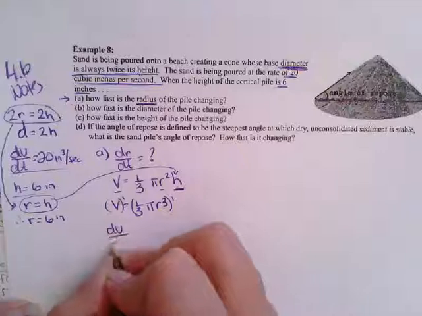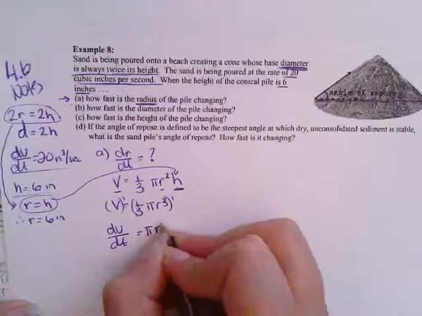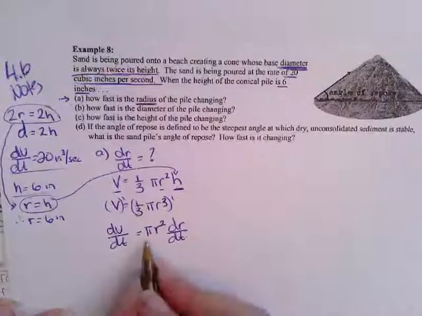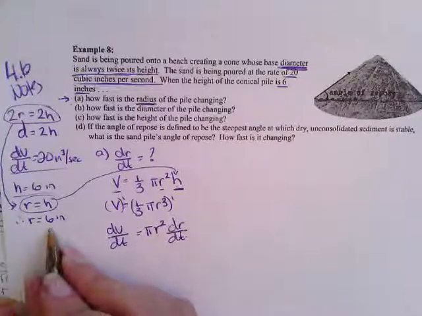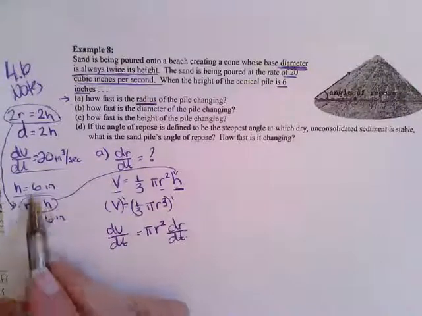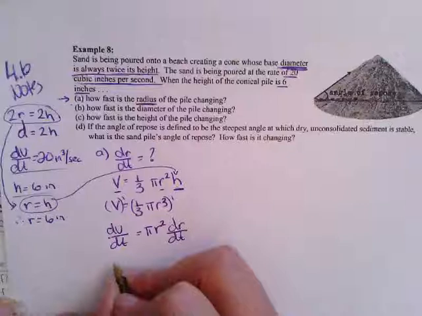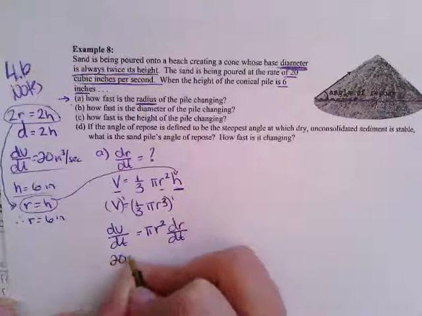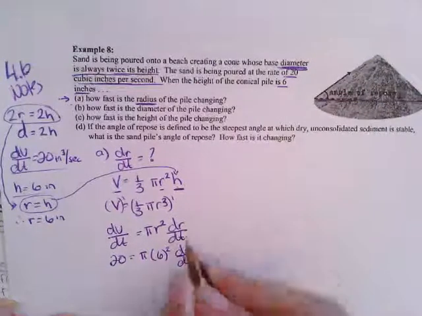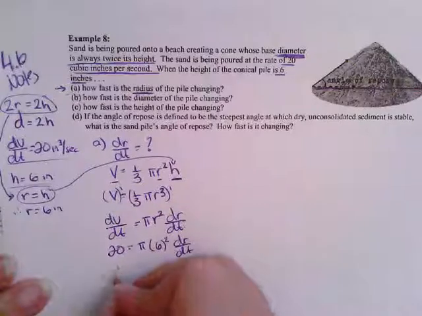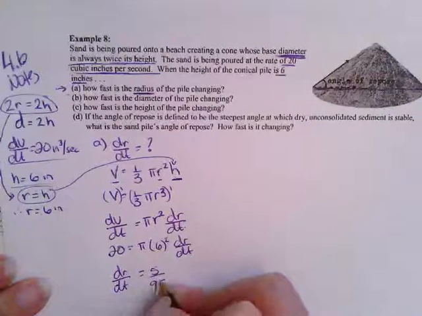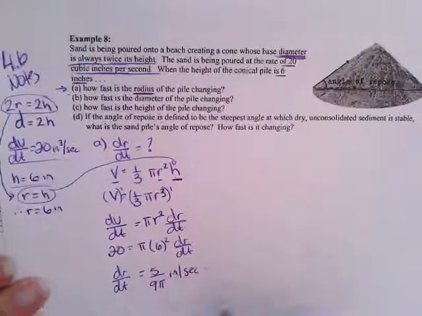So now it's easy to just get the derivative. So we end up with dV/dt equals pi r squared times dr/dt. The snapshot that we're focusing on is when r is 6, right? Because if h is 6, then r is 6. So we have dV/dt is 20 equals pi times 6 squared. We don't know dr/dt. You do the math, you end up with dr/dt equals 5 over 9 pi inches per second. This is, of course, without a calculator.